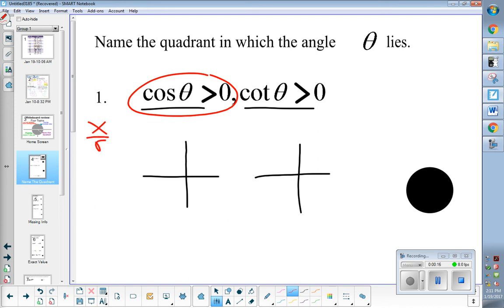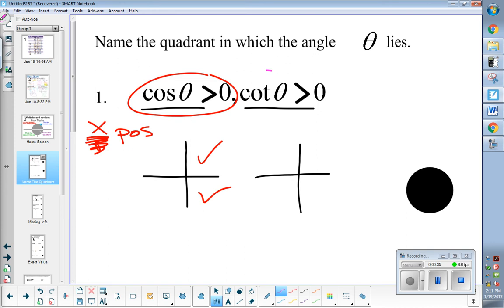X over r is, that's a greater than sign, so it's positive. So x over r is positive. That really just means what? X is positive. Don't care about the r because r is always positive. Which 2 quadrants is that true? 1 and 4. Good.